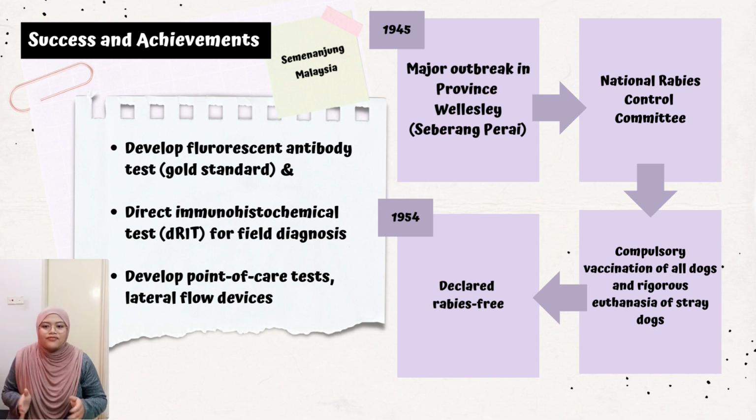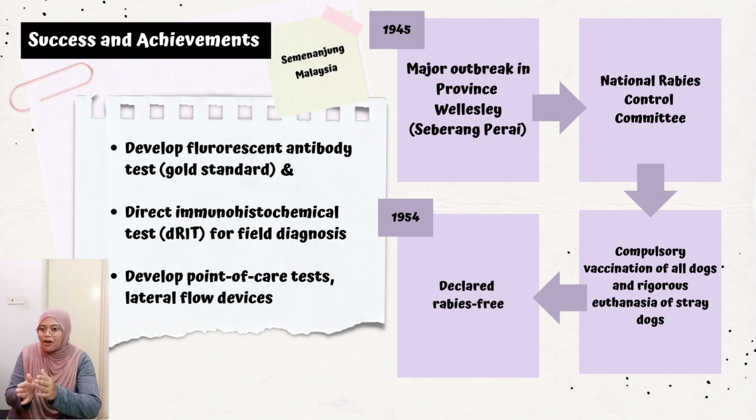In 1945, there was a major outbreak in Wellesley, which is now known as Seberang Perai. This outbreak affected more than 2,000 people and caused 150 deaths. It was a serious public health crisis that prompted the establishment of national rabies committees to coordinate the control efforts.